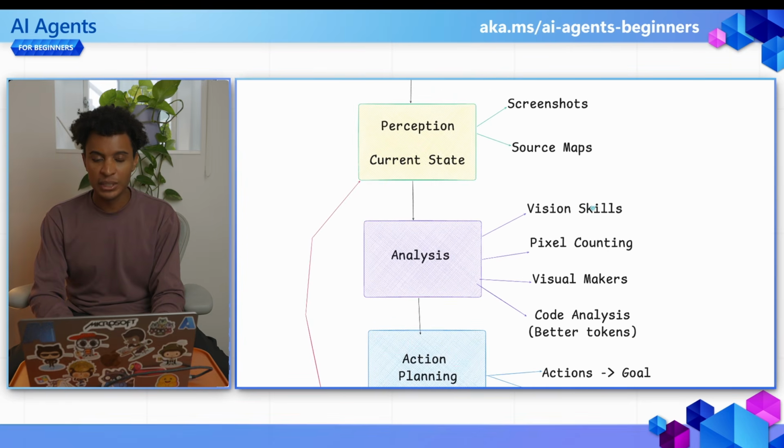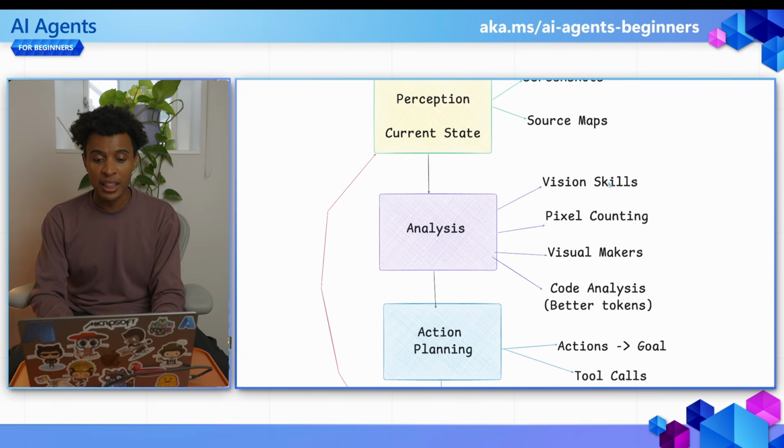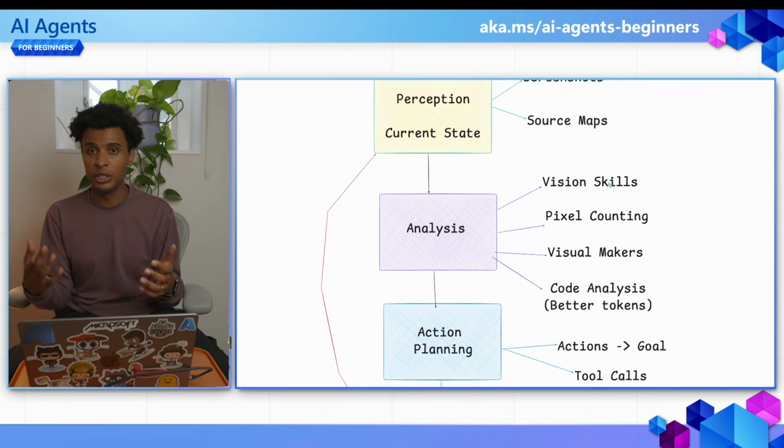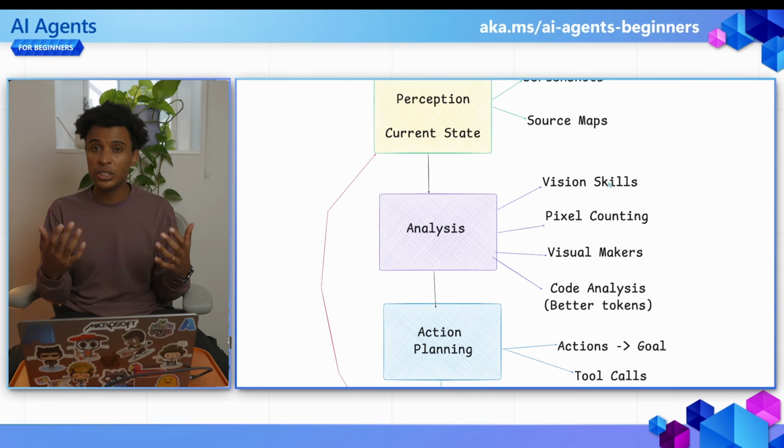The next thing to do is the analysis of the content that's on the page in the application. And again, with the various different large language models, we have different approaches. First, we can use vision skills. We just send the screenshot to the large language model, or the agent generates a screenshot. You can even do things like pixel counting.